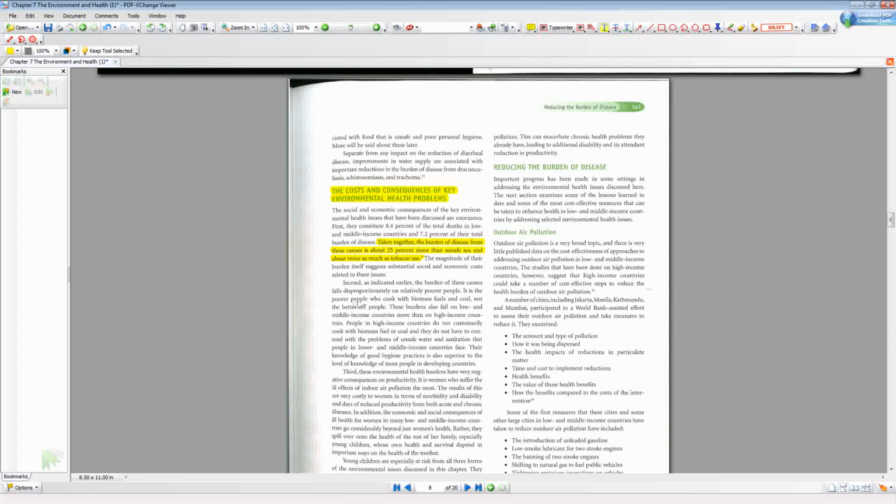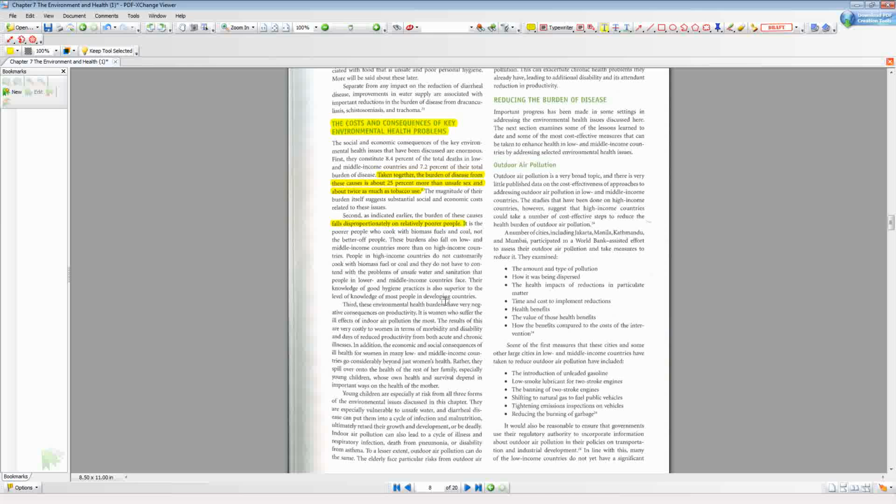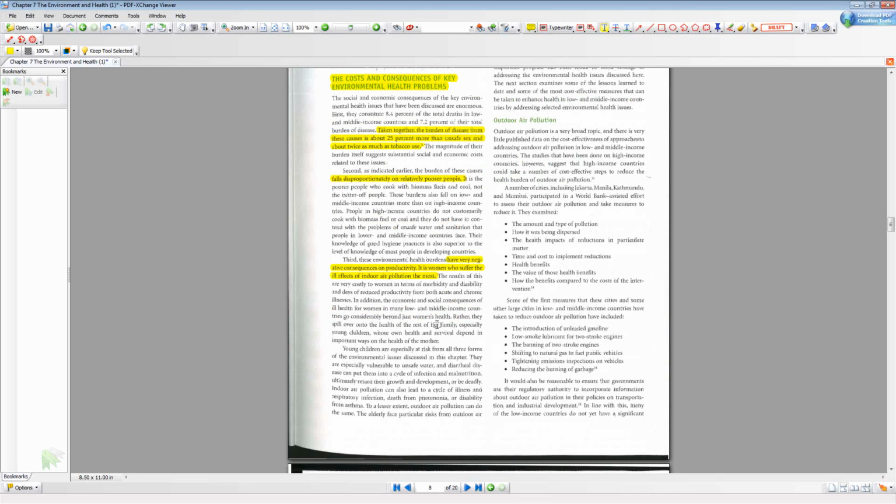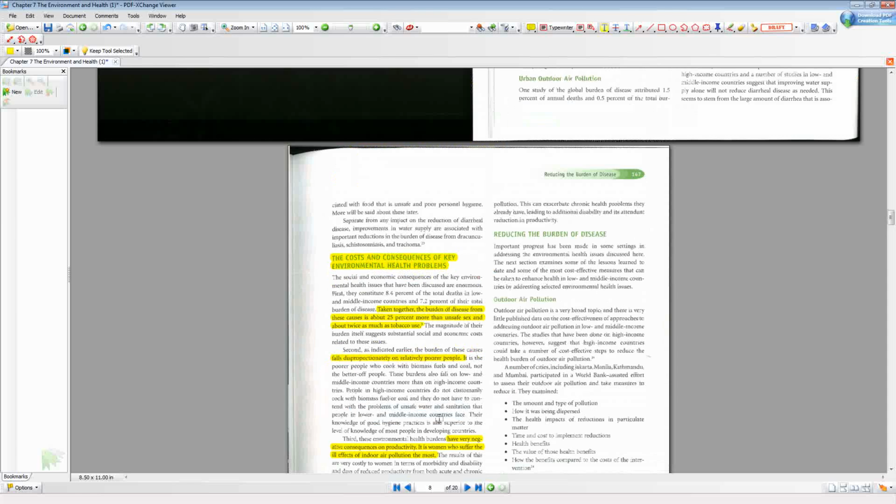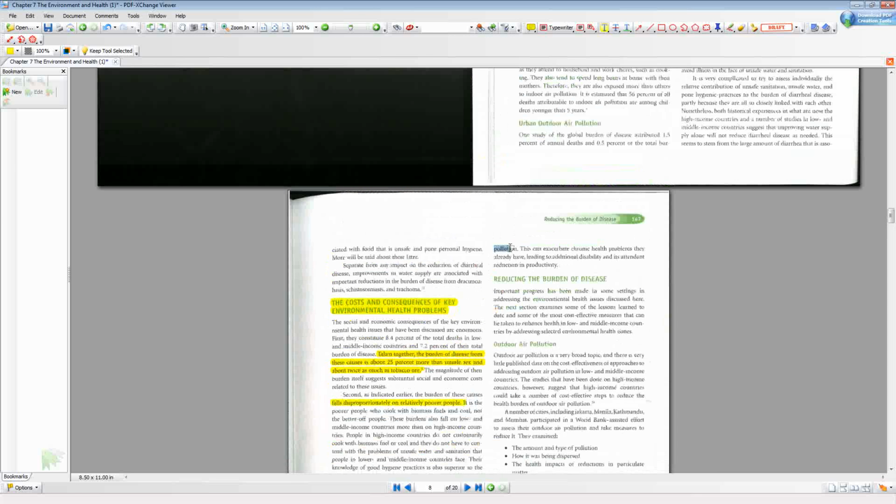Again, when we think about those that are at risk, it falls disproportionately on those that are poorer. And we know that this has a negative impact on productivity. And then oftentimes women are the most affected, again, because oftentimes they're exposed particularly to the indoor air pollution. In addition to women, we see that young children are also affected by all three forms of these environmental issues. And then the elderly are at particular risk for outdoor air pollution.